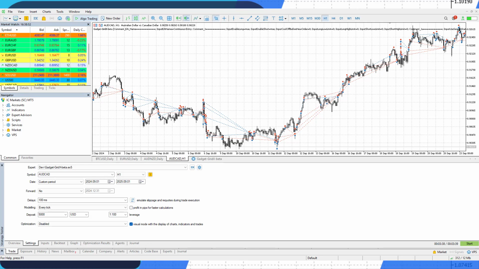In this demo, we will use a backtest with these settings. For this run, we will use AUDCAD on the 1-hour time frame. We start with a deposit of $5,000 and use conservative risk settings.